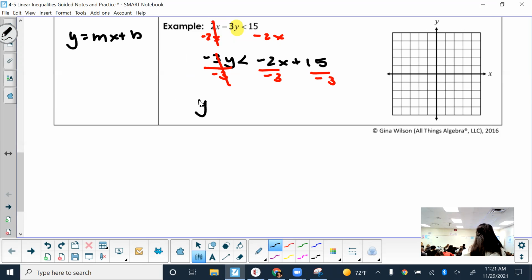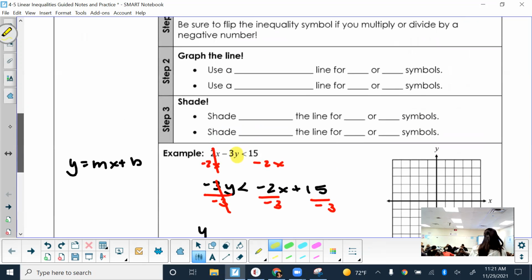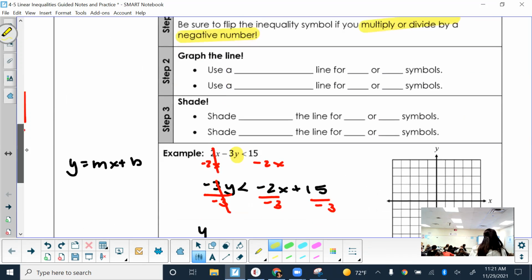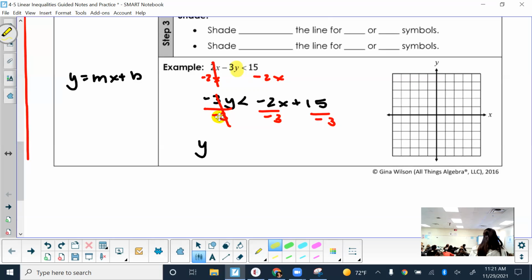Do I need to flip the sign when I divide by a negative? Yes. If you look back at your steps on your cheat sheet, that was one of the things it told you when you multiply or divide by a negative. So go back, I'll highlight it for you so you can see. But now instead of less than, it needs to be greater than.